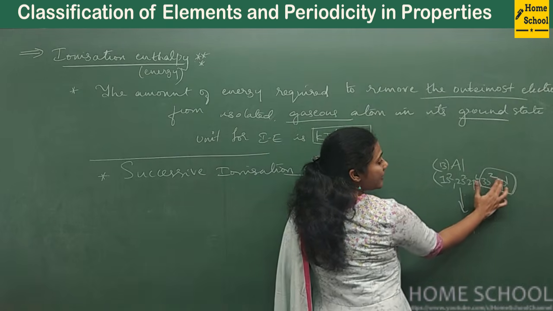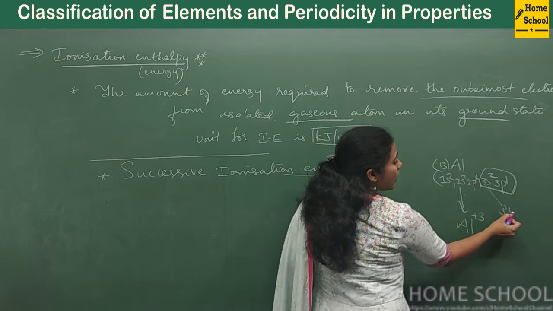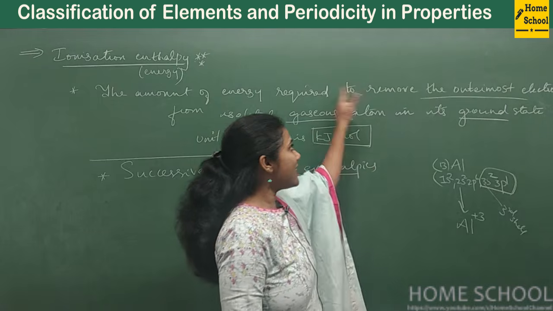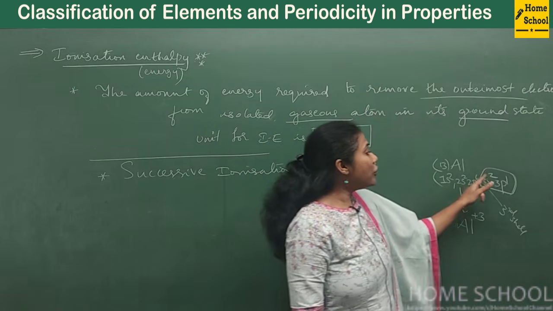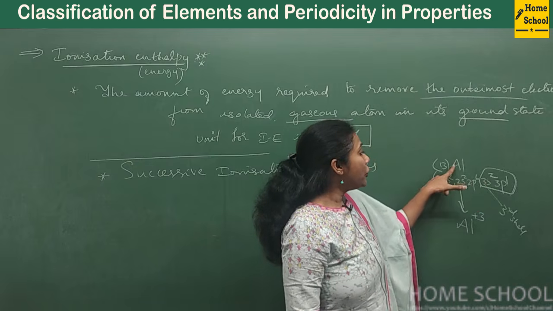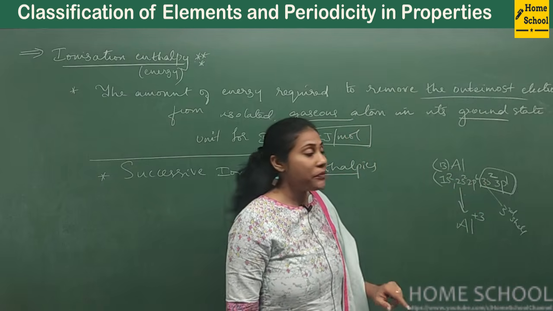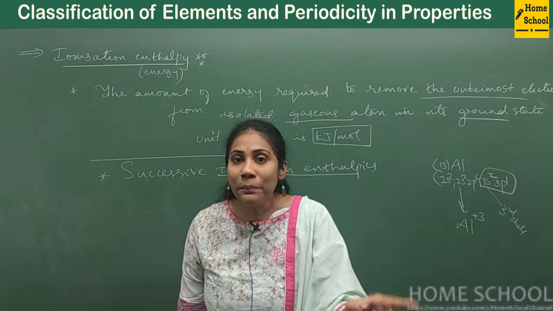The last shell is your third shell. You can only remove the outermost electrons from the outermost shell. So if I have to remove all 3 electrons, Al gets converted into Al plus 3. But can you remove all 3 electrons at a time?